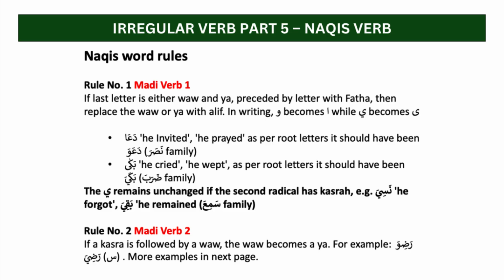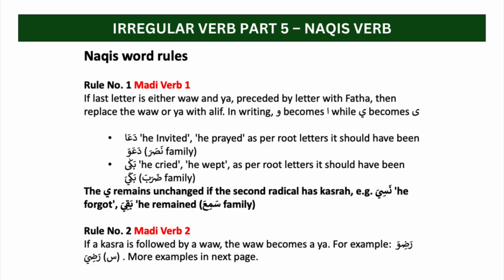Then, the slide gives an important detail. It says, the final ya remains unchanged if the second radical has kasra. This is very important because it shows students that not every final ya changes in the same way. The examples are nasiya, he forgot, and baqiya, he remained. Here, the ya stays. Why? Because the kasra before it supports the ya, so the form does not need the same kind of shortening.